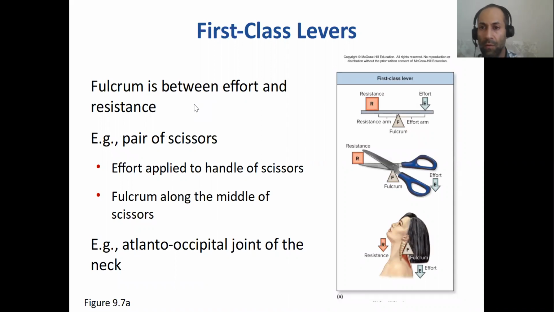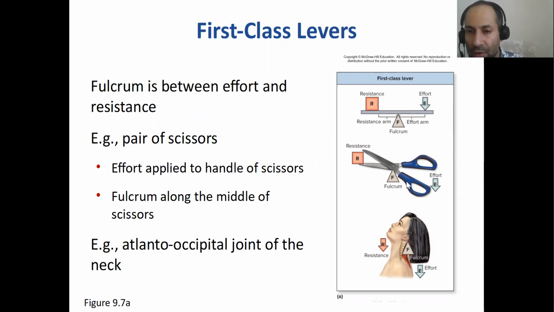A first-class lever, so a real-world application would be a seesaw, as you see here, right? So you have the effort or the weight on one end, then you have the resistance or the opposing weight on the other end. There's a balancing point called the fulcrum here. So that is a real-life application of a first-class lever.